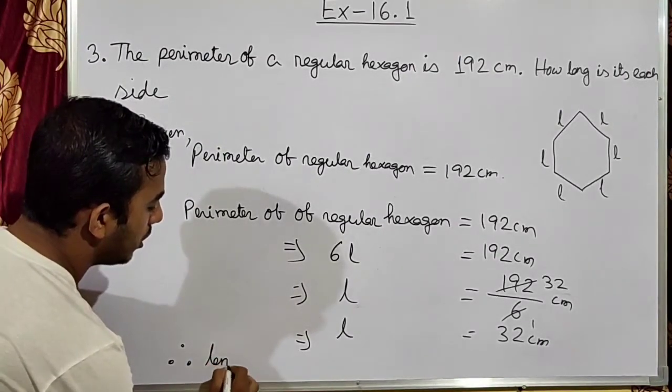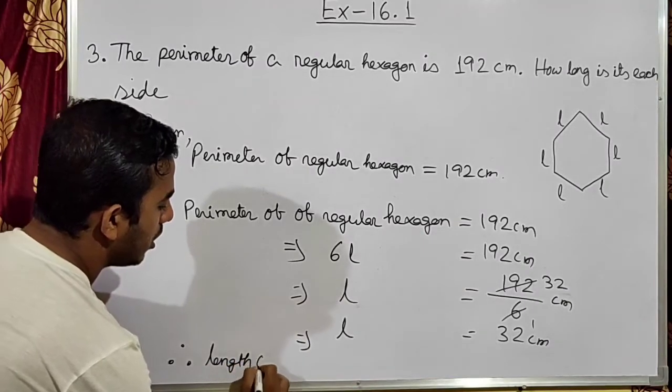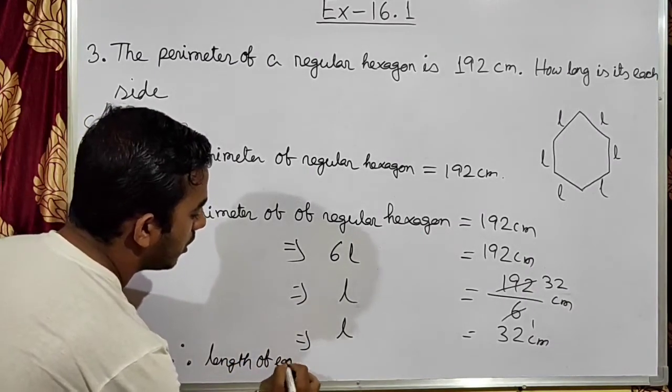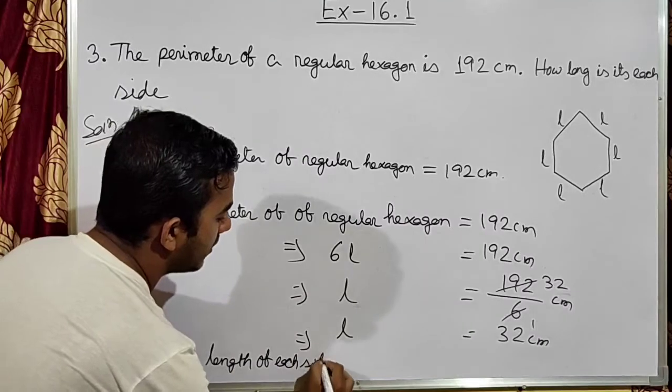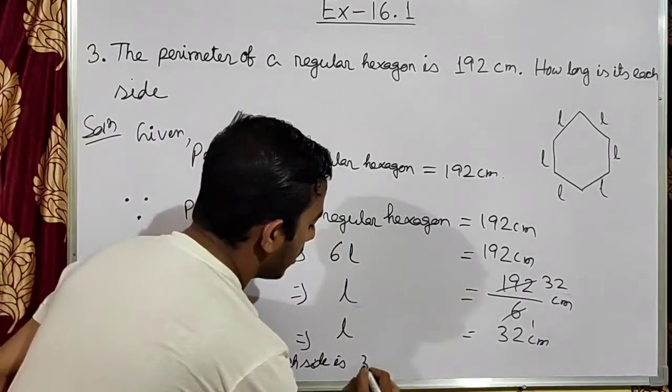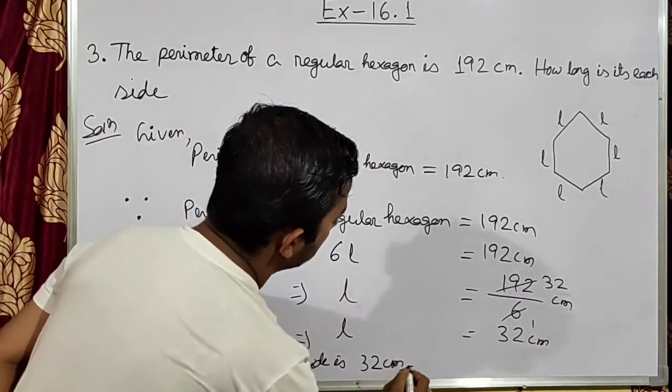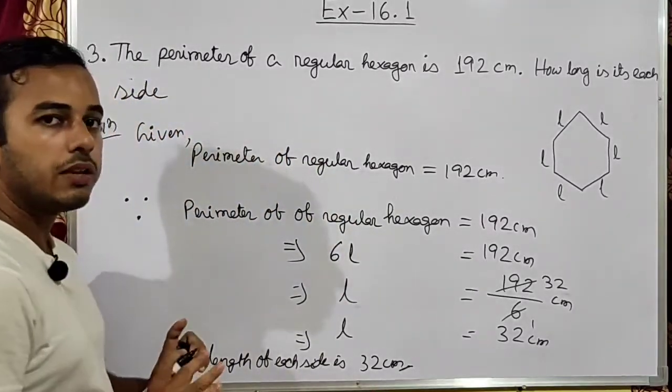So at last we will write: therefore, the length of each side is 32 centimeter. I hope this is clear to you.